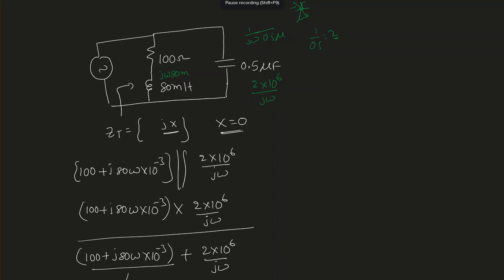In this video, we're going to find the resonant frequency for the given circuit. To find the resonant frequency, all I need to do is find the Z total of this circuit and make the imaginary quantity equal to 0. Before doing that, we need to convert the given circuit elements into the frequency domain.